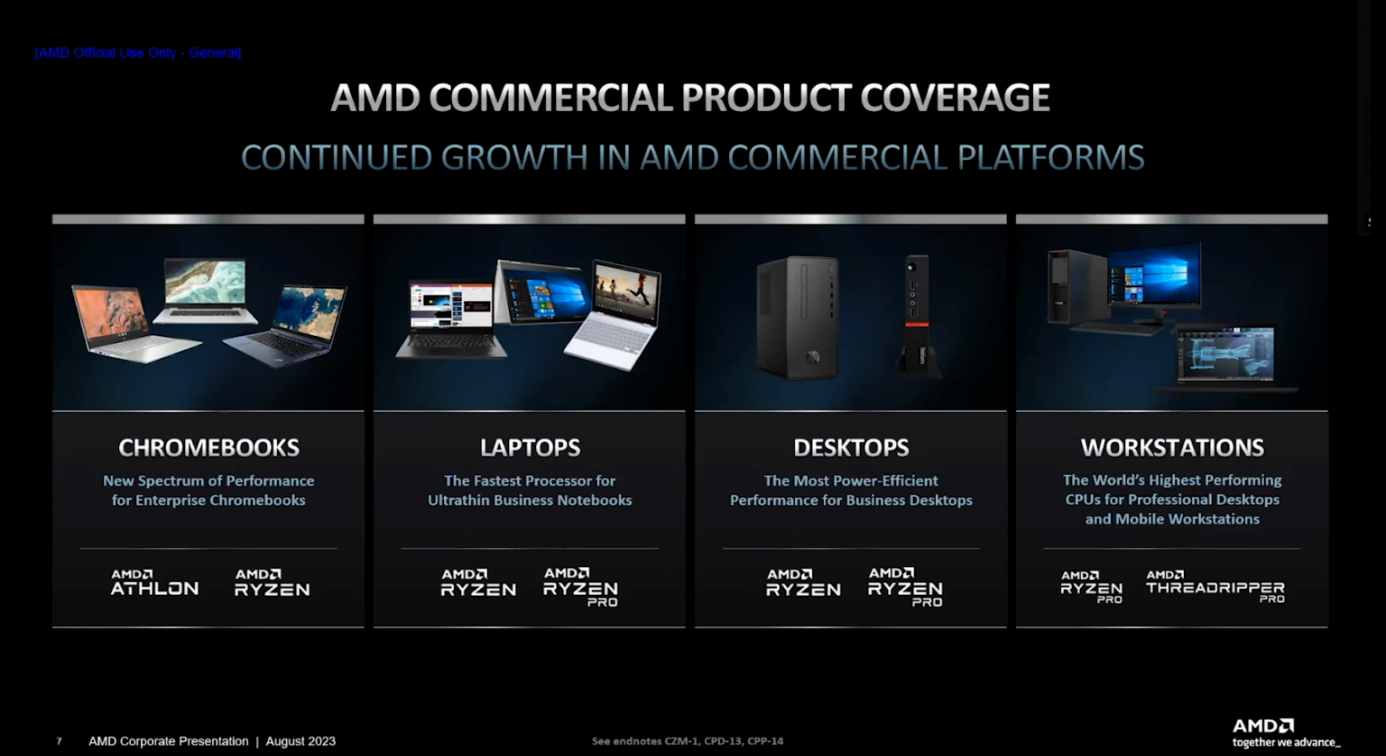And in workstations, we have Threadripper and Threadripper Pro processors. Threadripper is the workstation processor, available with up to 64 cores in a single processor. 64 cores, available in a single processor.